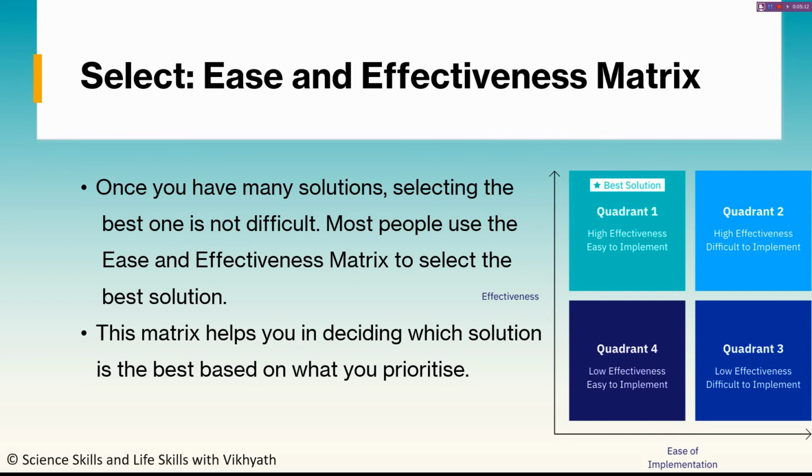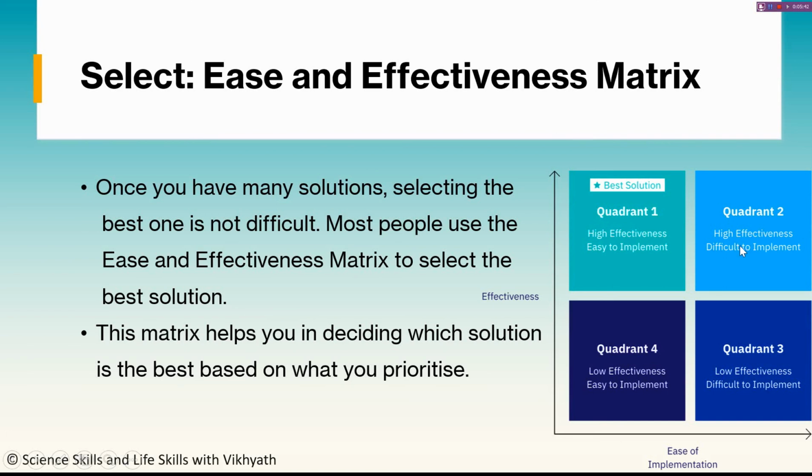So once you have many solutions, selecting the best one is not difficult. Most people use the ease and effectiveness matrix to select the best solution. This matrix helps you in deciding which solution is the best based on what you prioritize. So here you can see from low to high the effectiveness increases, and from left to right the ease of implementation increases. So quadrant 1 is the best quadrant that many people desire.